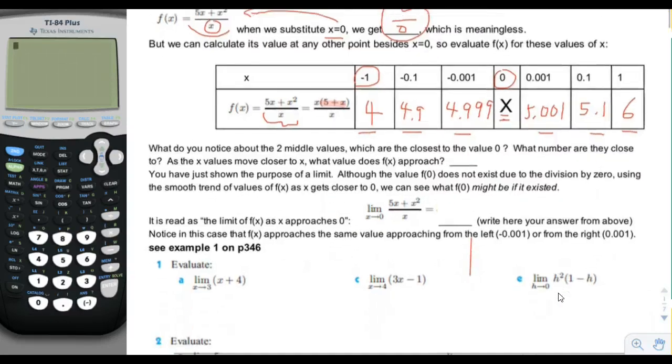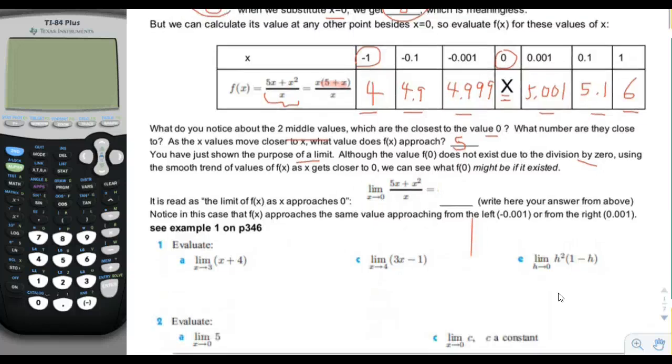Okay, so limits evaluate these trends of neighboring points, even if there's a certain point where you can't evaluate the actual value. So what do you notice about the two middle values, which are close to the 0? What numbers are they close to? They're close to 5, right? Okay, so actually f of x approaches 5. You have just shown the purpose of a limit, although the value f of 0 does not exist due to the division by 0. Using the smooth trend of values of f of x as x gets closer to 0, we can see what f of 0 might be if it existed.